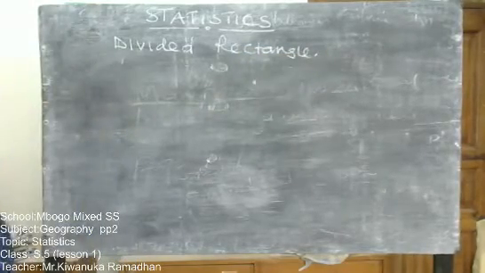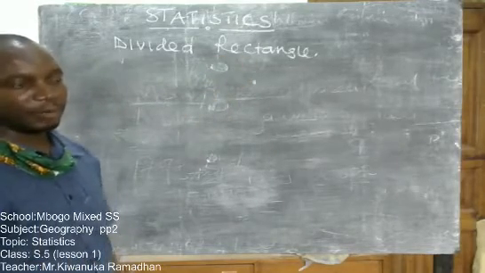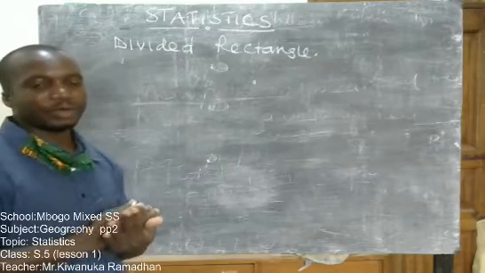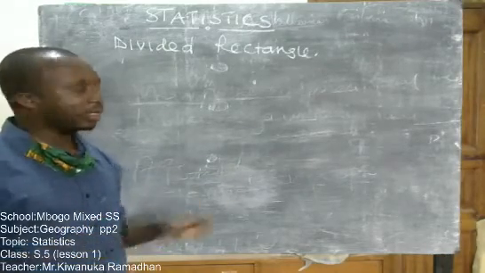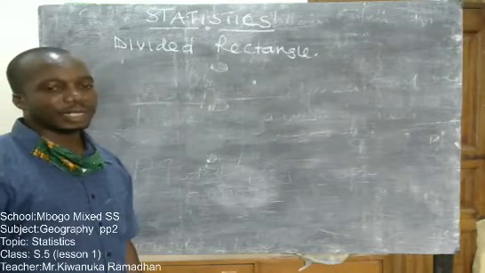The divided rectangle. This statistical method, like we are going to see, the pictorial appearance of the method looks like a real rectangle, and it can be used to show a lot of statistical data.